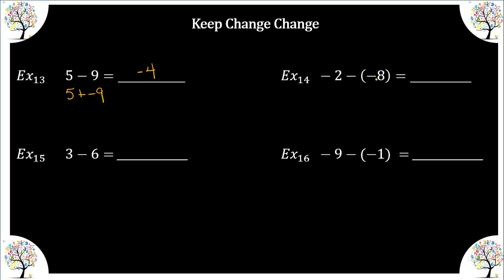Keep, change, change. Signs are different, we subtract, and we have more positive, so our answer is positive. Keep, change, change. Signs are different, we subtract. There are more negatives, so our answer is negative. Keep, change, change. Signs are different, we subtract. There are more negatives, so we have a negative 8.